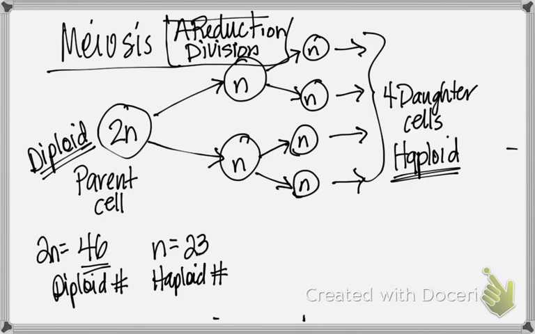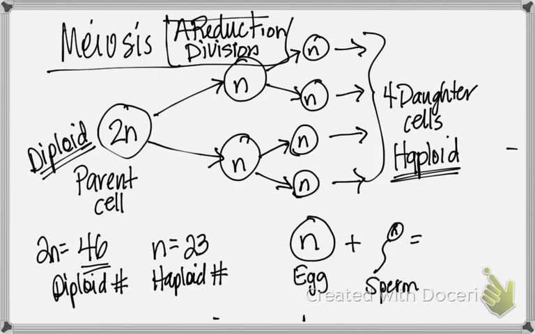So being able to remember what these diagrams look like is really important for being able to visualize why meiosis is important. The result of meiosis is an egg that gets fertilized by a sperm, and that's how you get back to your normal chromosome number.